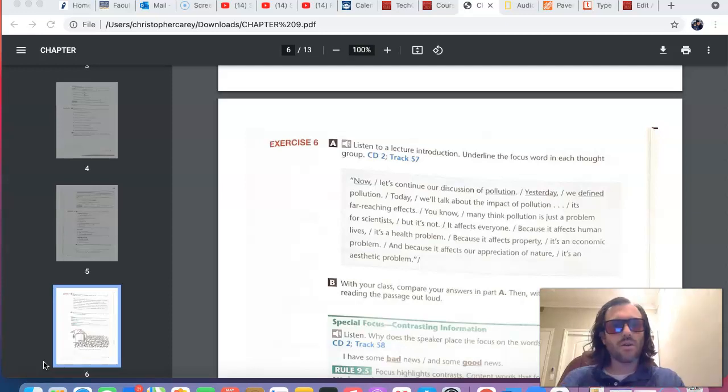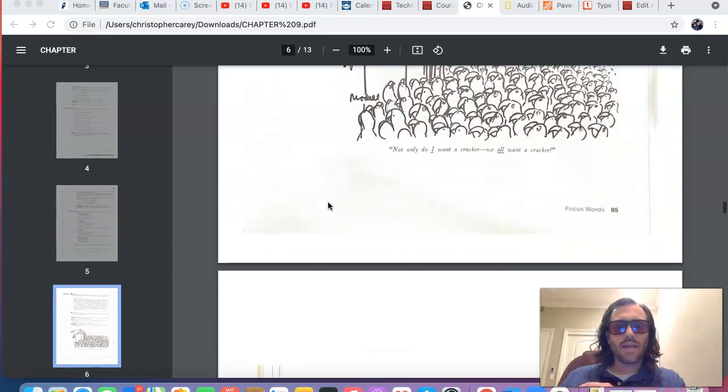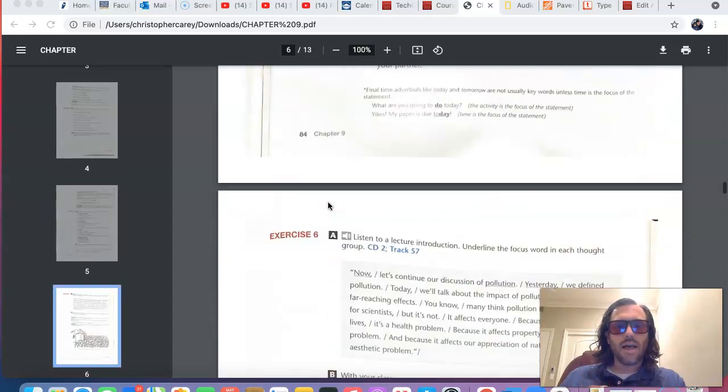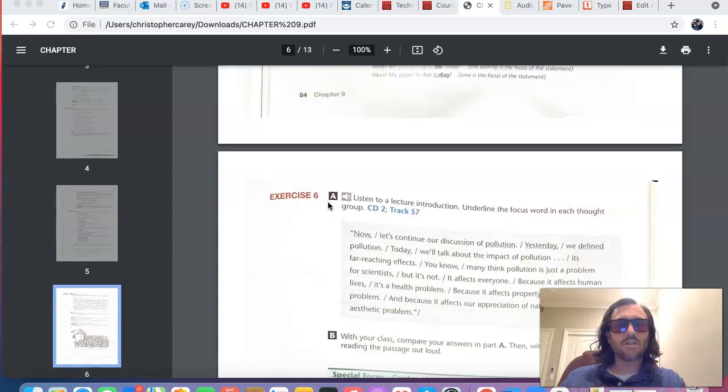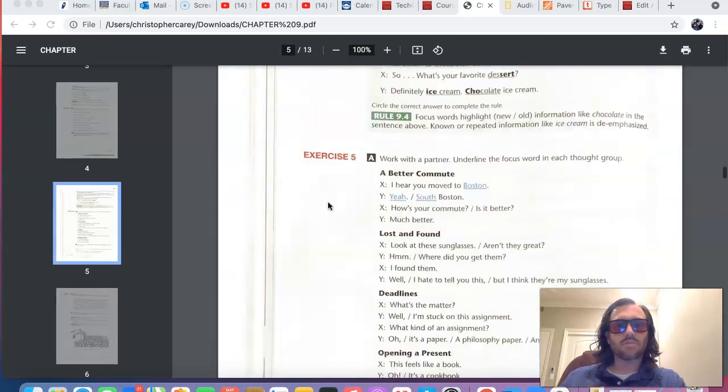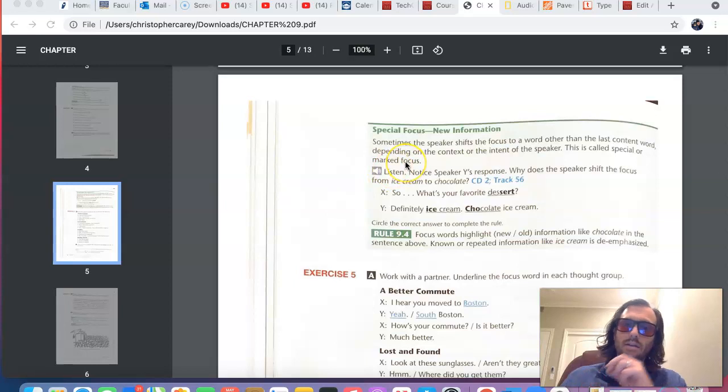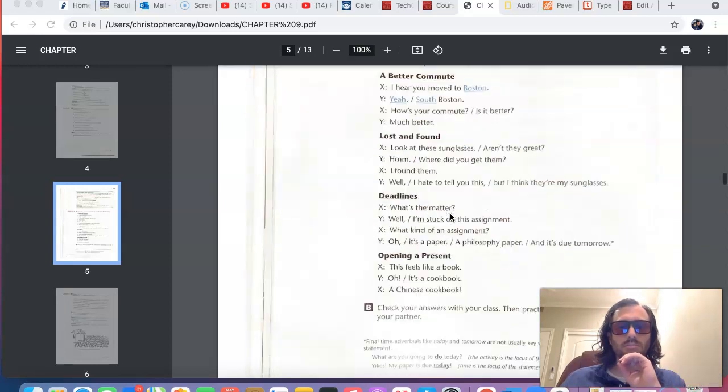Moving along here, our next activity is Exercise 6 on page 85. Exercise 6 is a continuation of the pronunciation tip that we were looking at in the previous exercise about shifting the focus word to follow new information. When new information is introduced, the focus word shifts to that new word, that new piece of information.